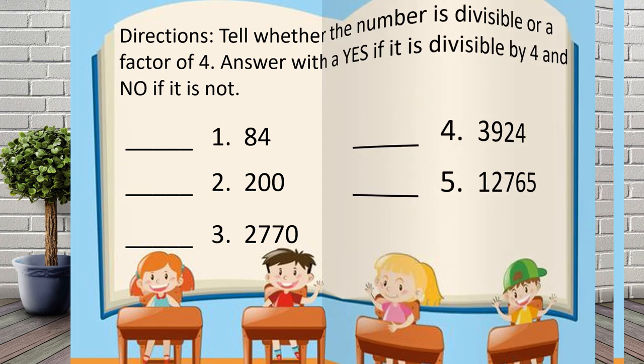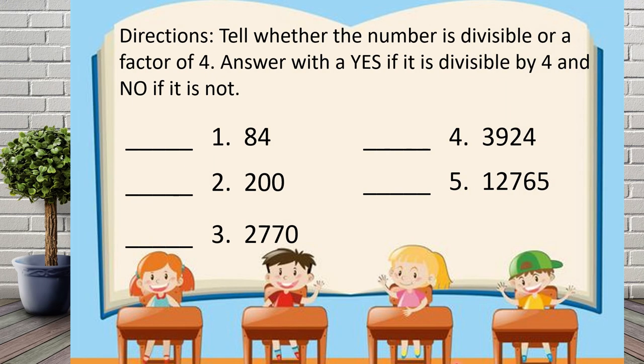Okay, nasagot na? Let us answer. For number 1, the answer is yes, dahil ang 84 ay may 4 sa katapusan. Therefore, it is divisible by 4. For number 2, which is 200, dahil meron siyang dalawang 0, therefore, it is divisible by 4.